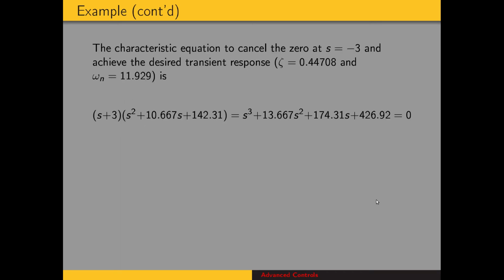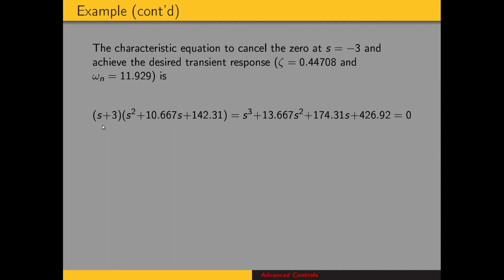So we have 3 poles to place. The transient behavior gives us our dominant second order poles, and then the third pole we will put at -3 in order to cancel out the 0. The transient response corresponds to a second order system with damping ratio 0.447 and natural frequency 11.9. So those 3 poles together give us this characteristic equation.